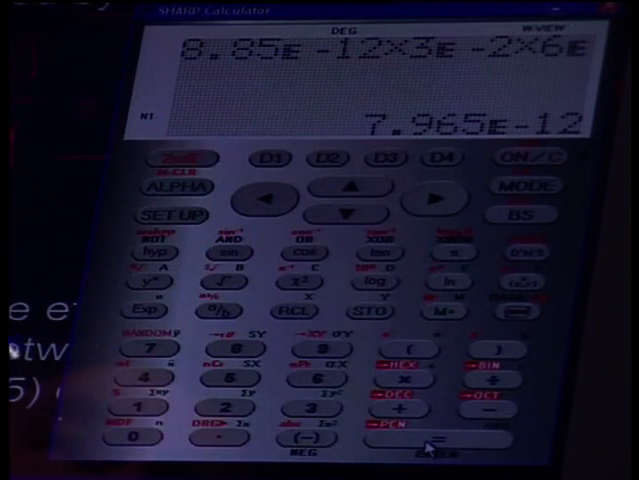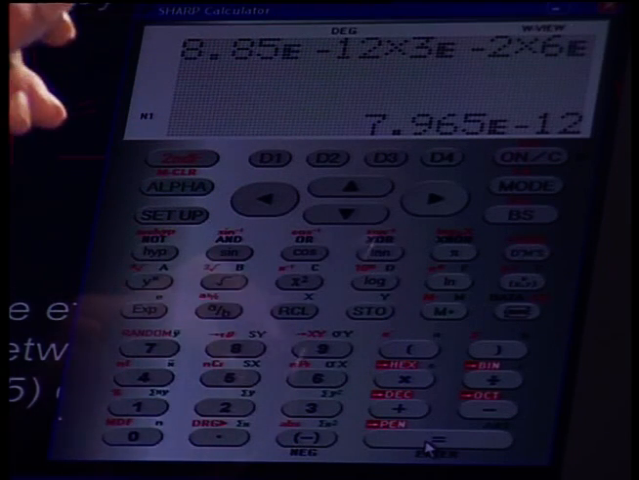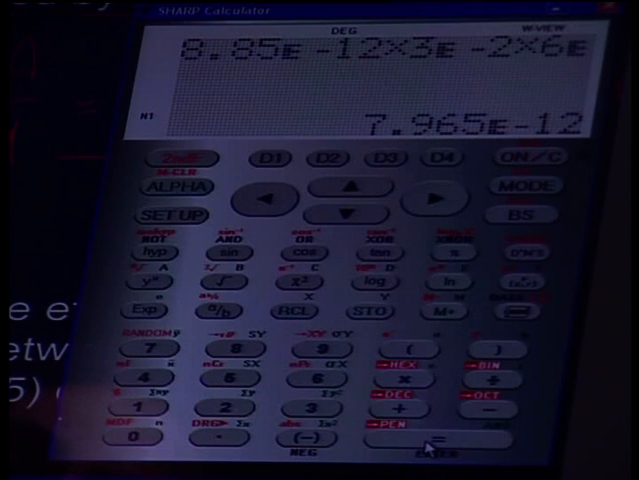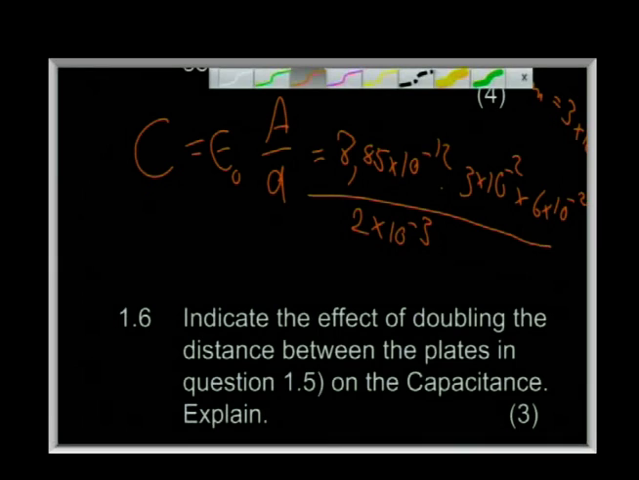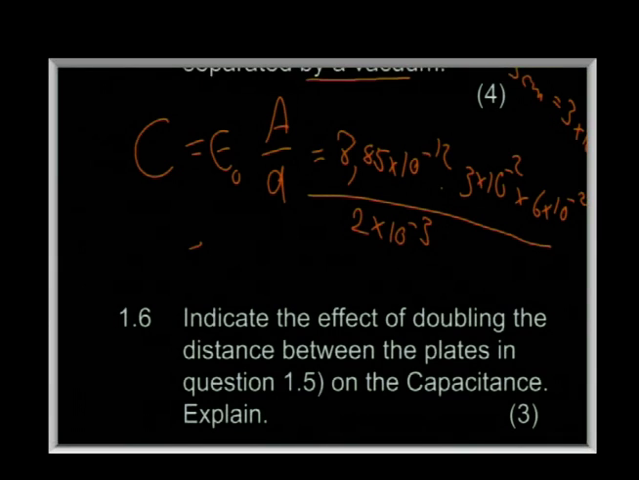That's going to give me an answer of 7,965 times 10 to the minus 12. Notice we only do it to 2 decimal places, so 7,97 will be our answer. So when we go back to here, we're going to say it's 7,97 times 10 to the minus 12 farads. Now, can you remember minus 12?